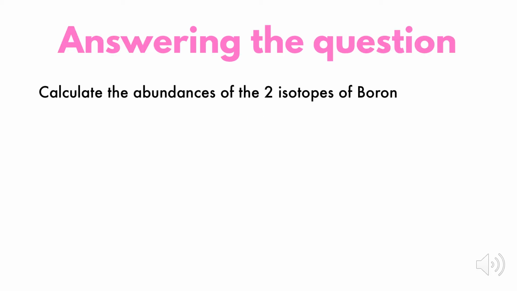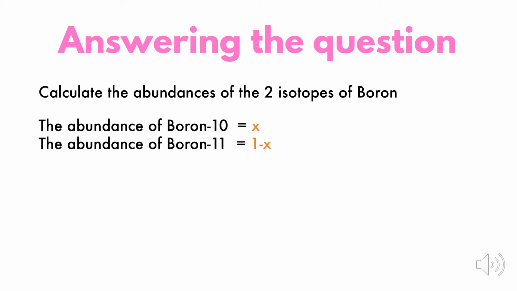So to answer the question, we need the abundances of the 2 isotopes of boron. Now remember, the abundance of boron 10 we said was x, and the abundance of boron 11 is 1 minus x. Now x is 0.2, as we've just worked out, and the abundance of boron 11 will be 1 minus 0.2, which gives us 0.8. So there we are, we have the abundances. We've now answered the question.